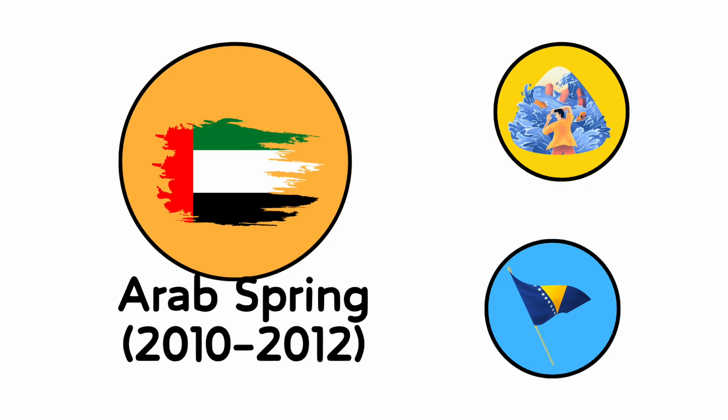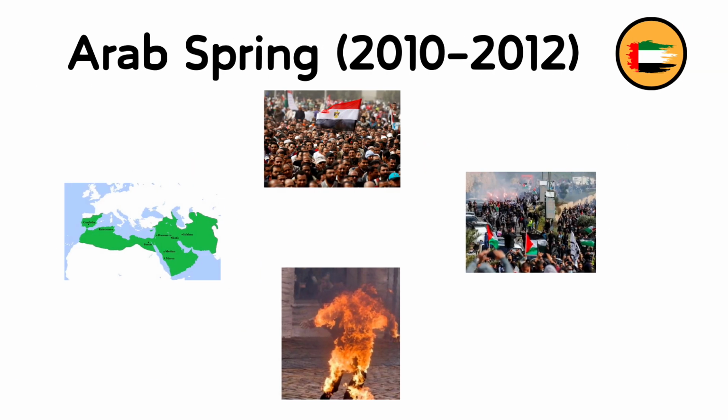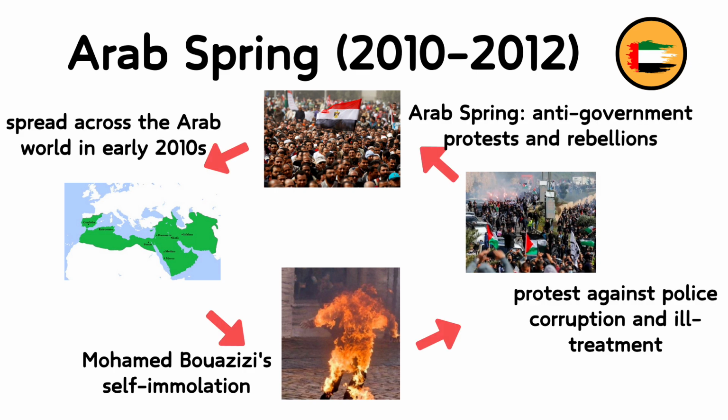Arab Spring, 2010 to 2012. The Arab Spring was a series of anti-government protests, uprisings, and armed rebellions that spread across much of the Arab world in the early 2010s. It began in Tunisia with the self-immolation of Mohamed Bouazizi in protest against police corruption and ill treatment, leading to widespread protests.